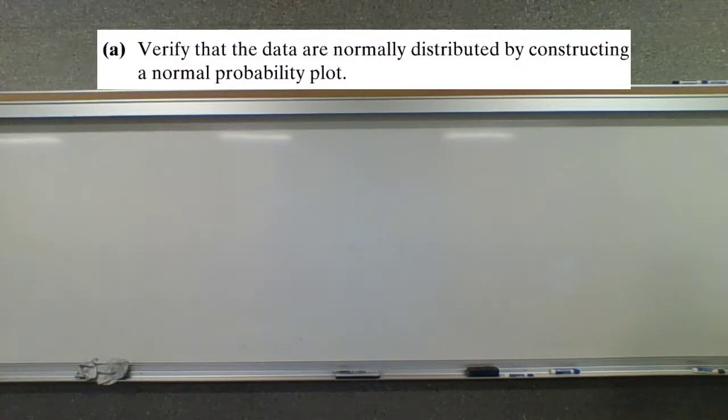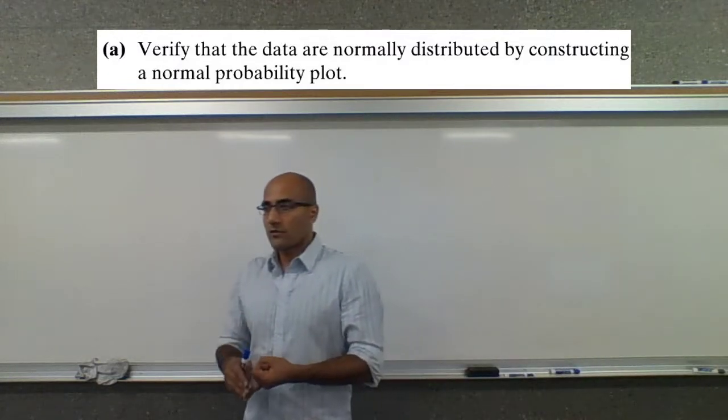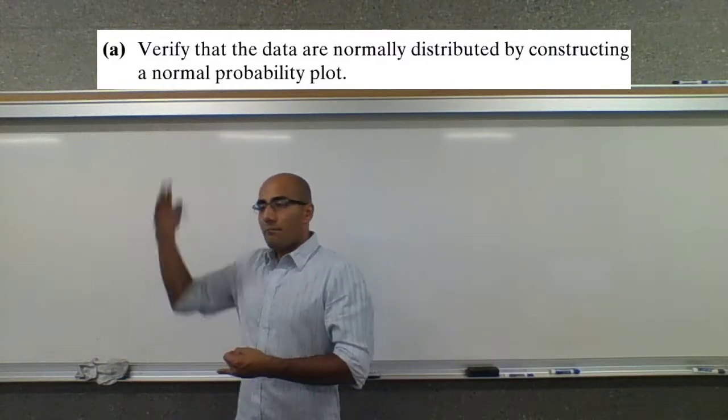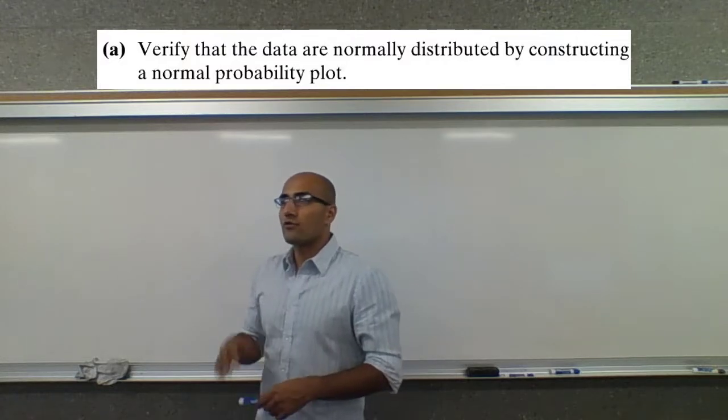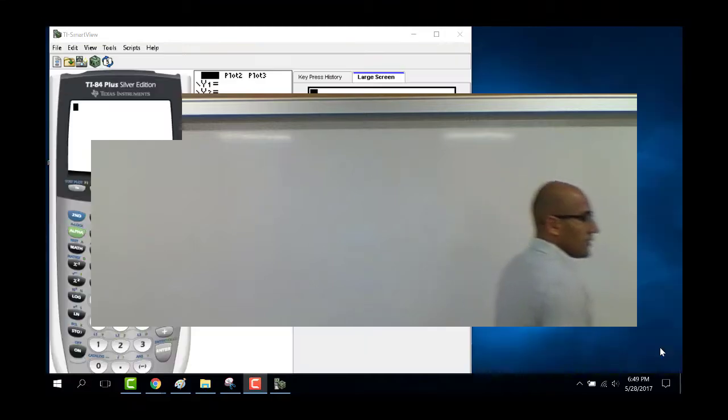It says, verify the data are normally distributed by constructing a normal probability plot. Okay, we do that by putting all these values into list 1 and constructing a normal probability plot. Make sure that it does look like these values are coming from a normal distribution or an approximately normal distribution.